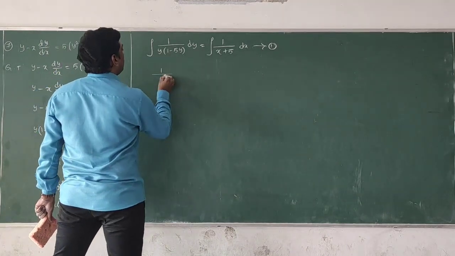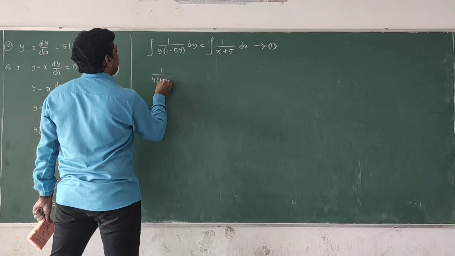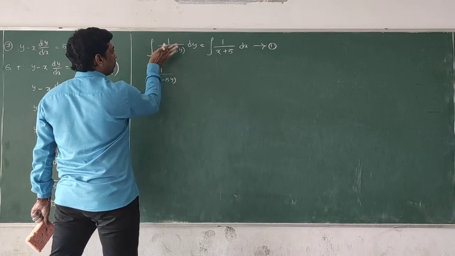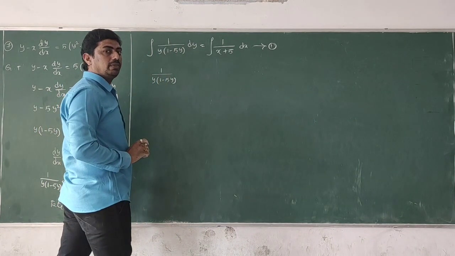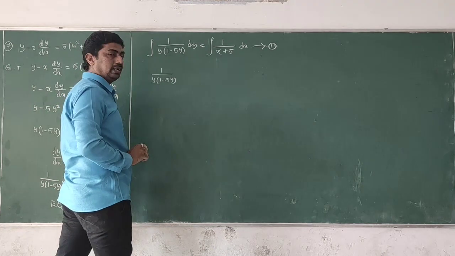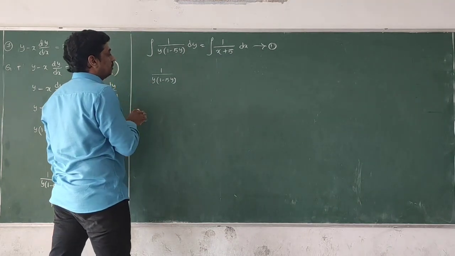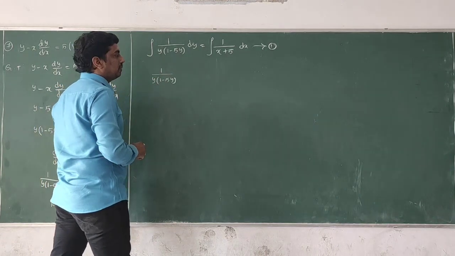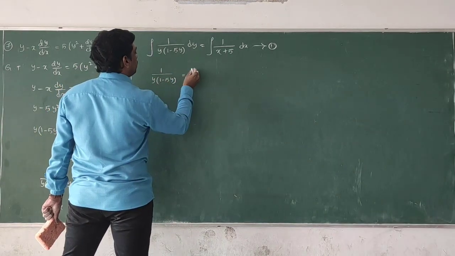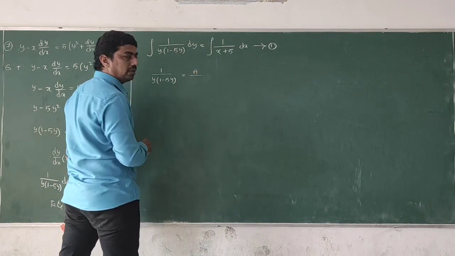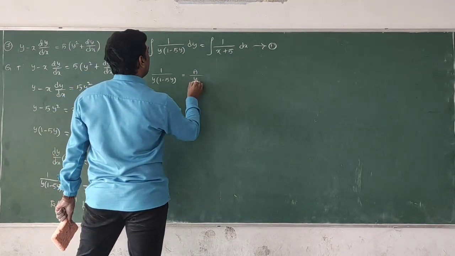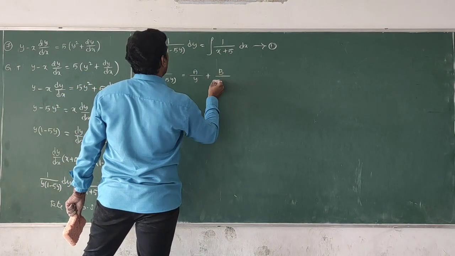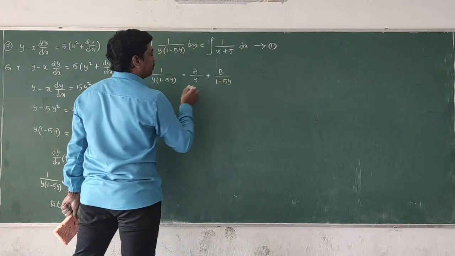That's why take 1 by y into (1 minus 5y). Partial fractions is a separate chapter we have in Maths 2A, second year. In order to get the solution, do the partial fractions in this way. We can write that as A by y plus B by (1 minus 5y).